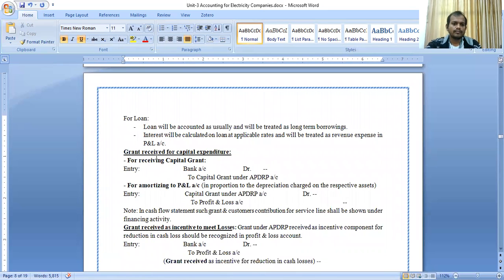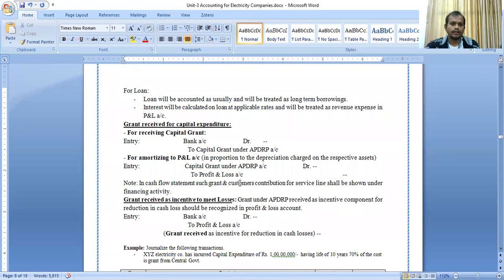So, grant received for capital expenditure. For receiving the grant, bank account debit to capital grant account. So, for amortization to profit and loss account, capital grant account debit to profit and loss account.